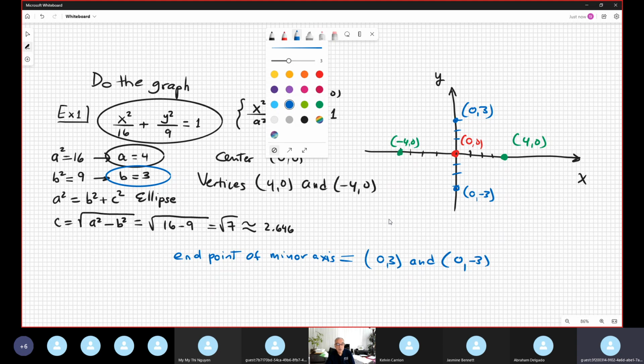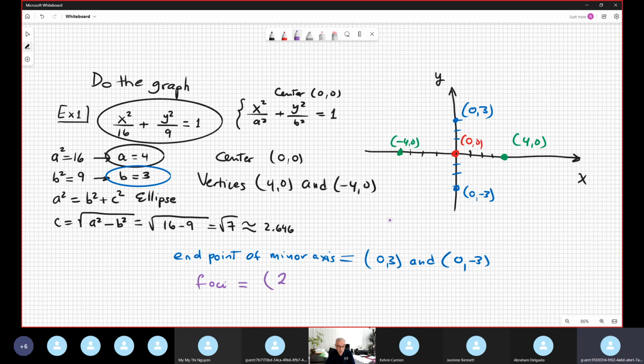Now the foci. Let me use another color, maybe purple. The foci always lie on the major axis, and the distance is c, which is 2.646. So basically, my foci are at 2.646, 0 and negative 2.646, 0. Approximately, 2.6 is here. This is my focus 1, F1, and this is my focus 2, F2. And by the way, the coordinates are 2.646, 0 and negative 2.646, 0. Okay, so finally my ellipse looks like that.